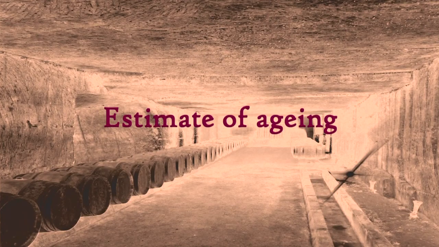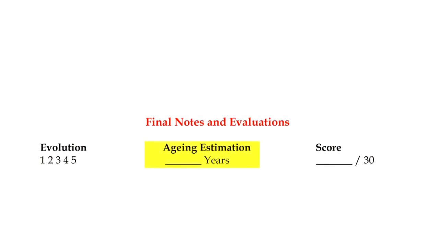Estimates of aging. This entry indicates the estimate of how long the tasted wine can last. The value to be reported is a free text field and it potentially represents the years that a specific wine could age further if stored under proper conditions. The value to be assigned requires a certain experience.